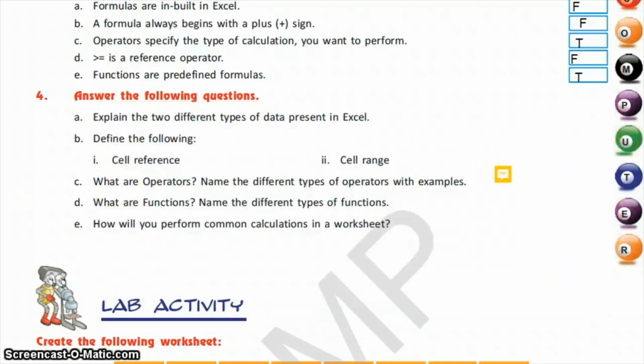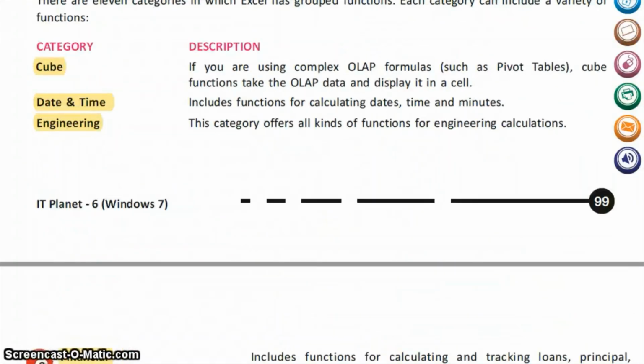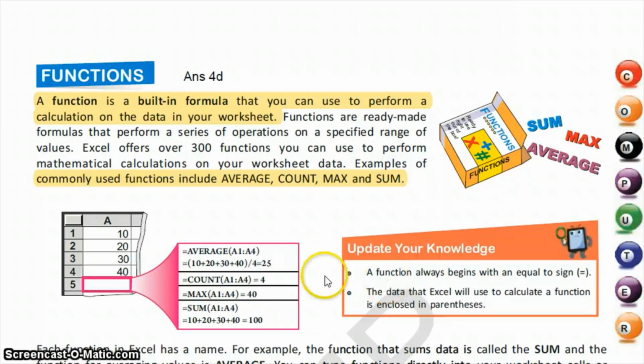Now let us move to the next question. What are functions? Name the different types of functions, and for that we have to move to page number 99. So our answer is, a function is a built-in formula that you can use to perform a calculation on the data in your worksheet. For example, the most commonly used functions are average, count, max and sum.